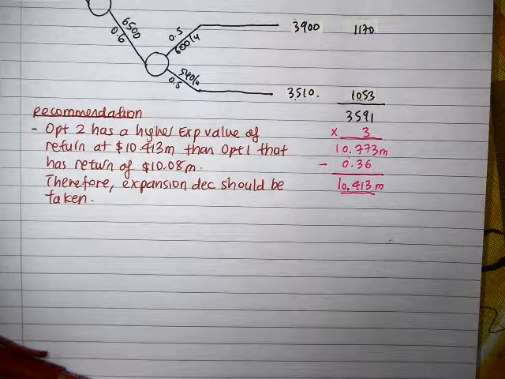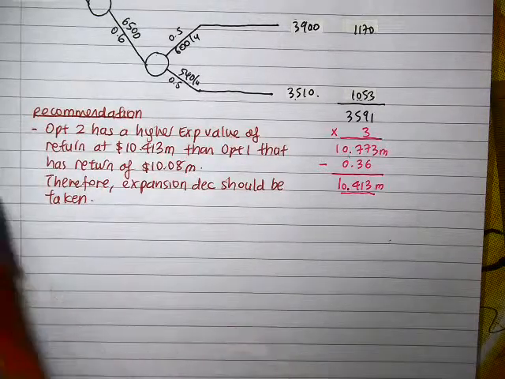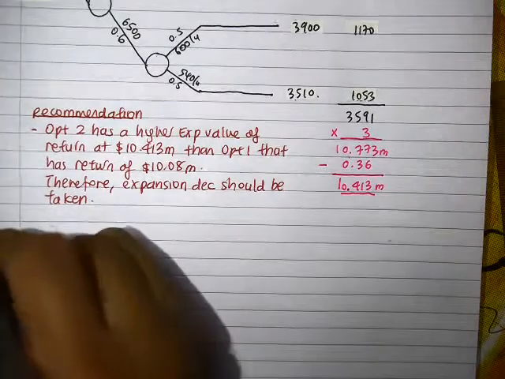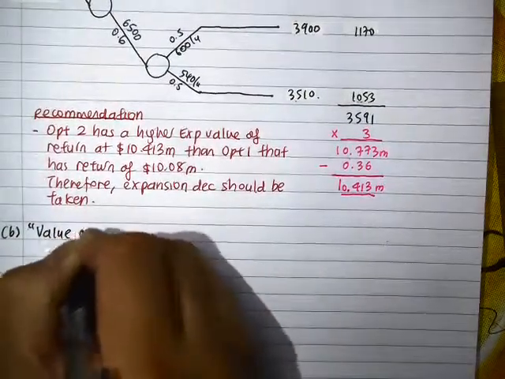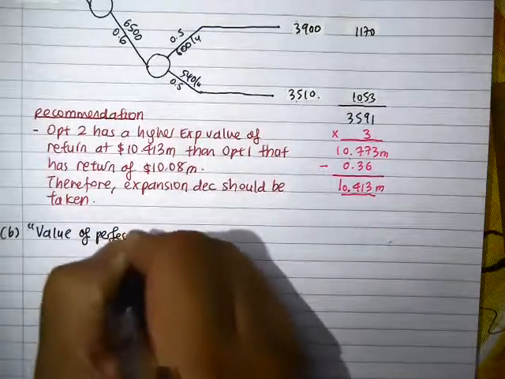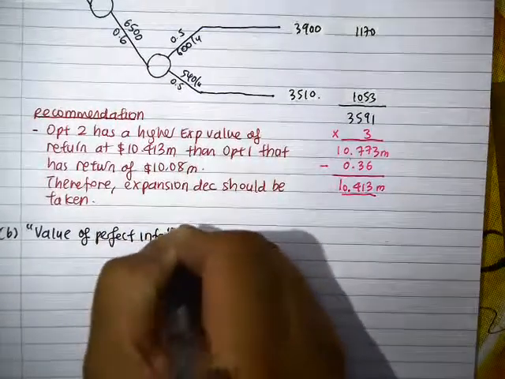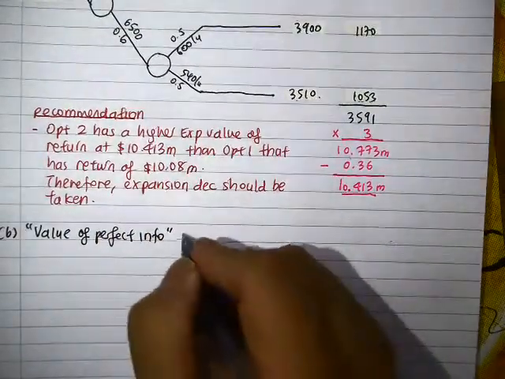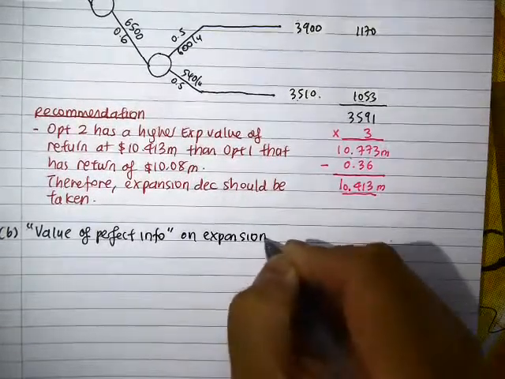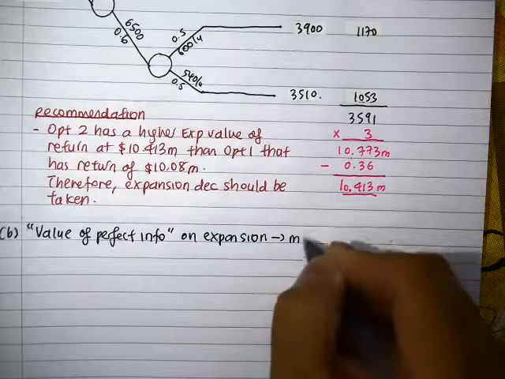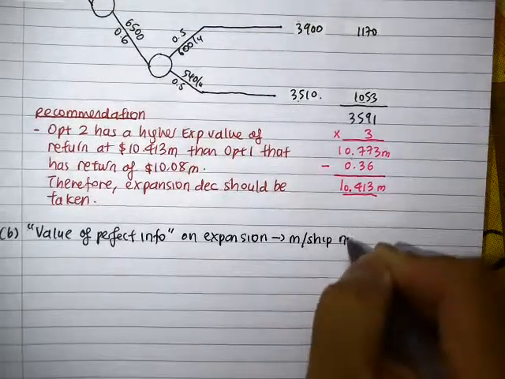Okay, now, so now they ask you in part B. Okay, see carefully what they ask. They ask you what is the value of perfect information on the expansion based on the membership numbers.